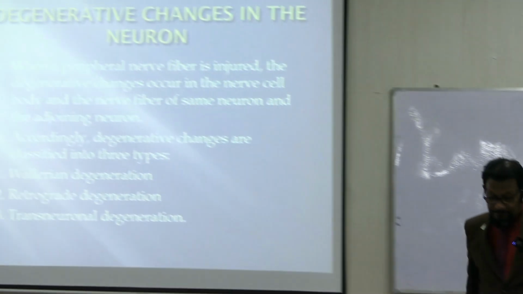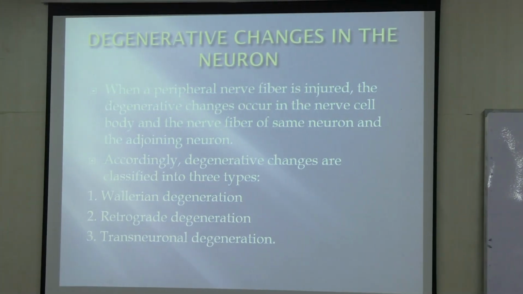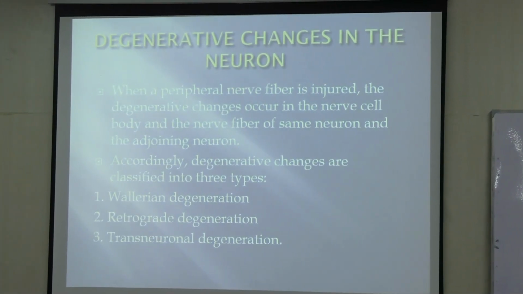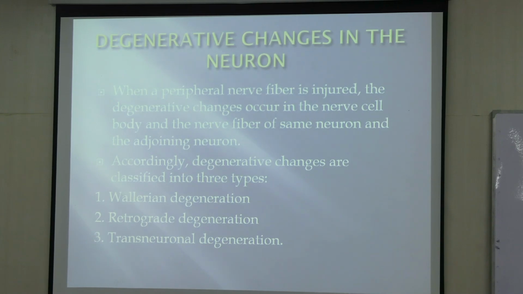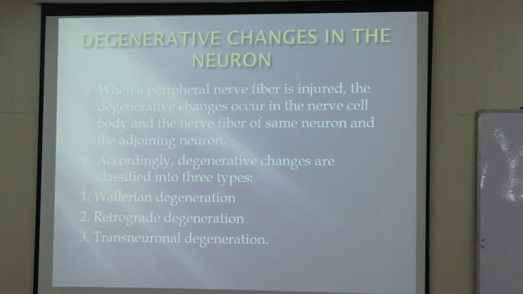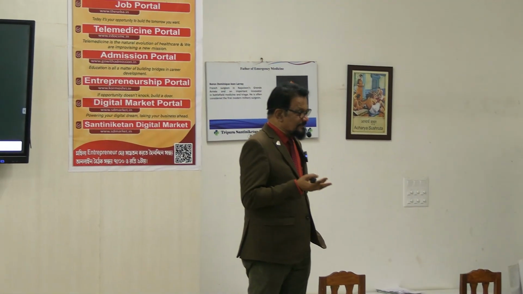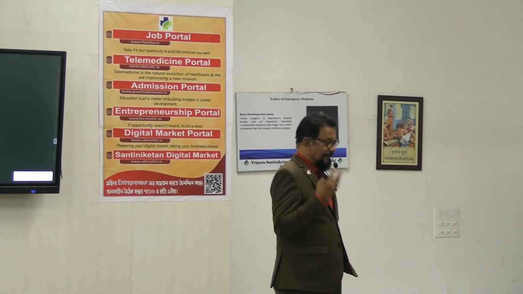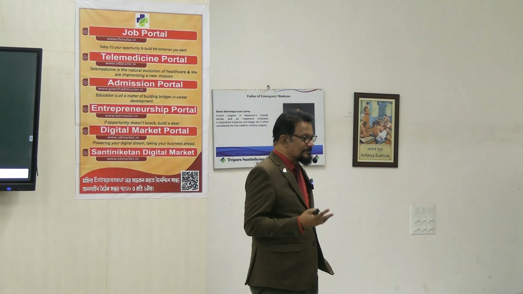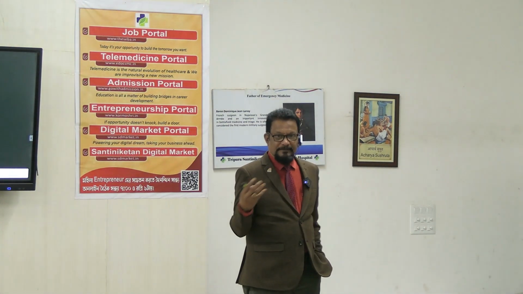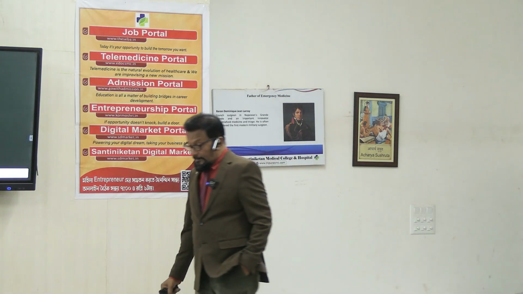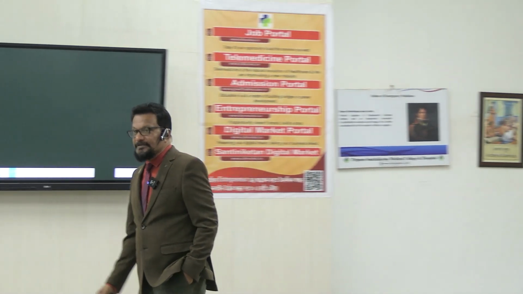So let us see. We learned about the causes of the injury. We learned the degree of injuries, level of injuries: first degree, second degree, third degree, fourth and fifth degree. What happens in first degree? Why does it happen? Second degree, what happens? Why does it happen? Like this way, third, fourth and fifth. Okay. Now let us see what are the degenerative changes.